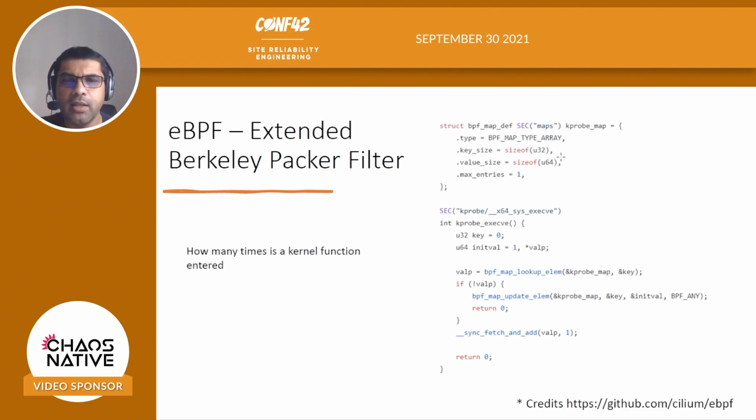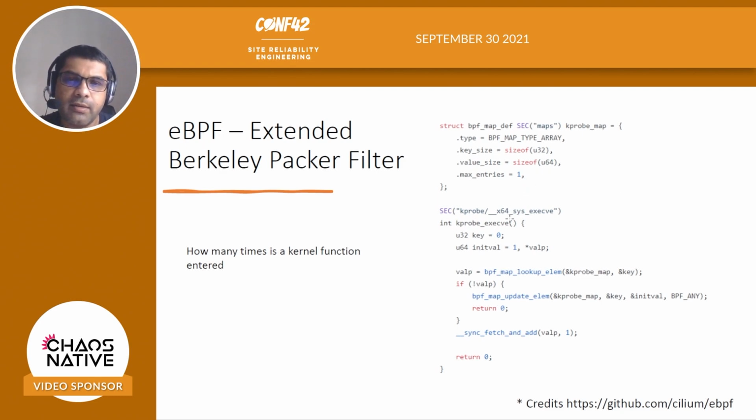Now, the function that we're trying to trace here is sysexecve, right? You see on top that there is a map. That's a kprobe map, which basically maintains the number of times this particular function was entered. And that is the map.